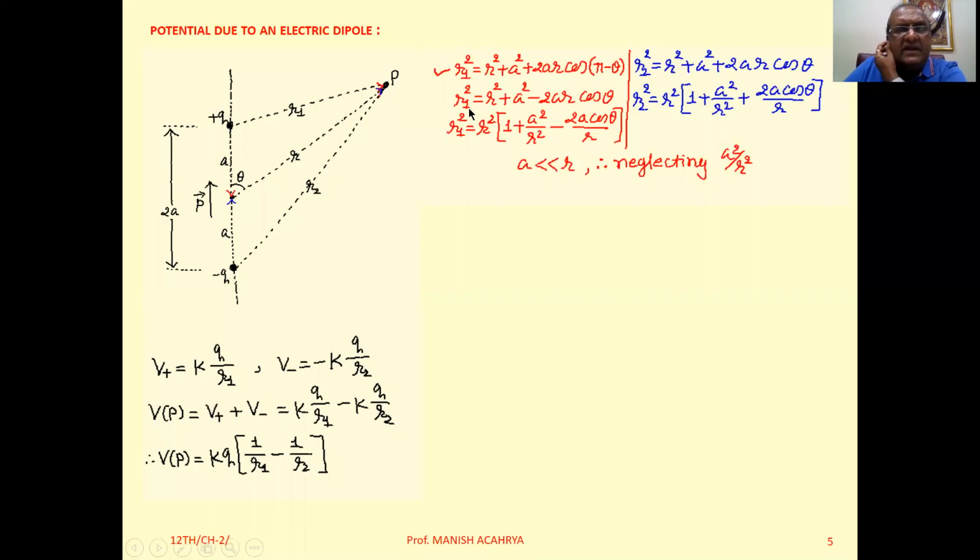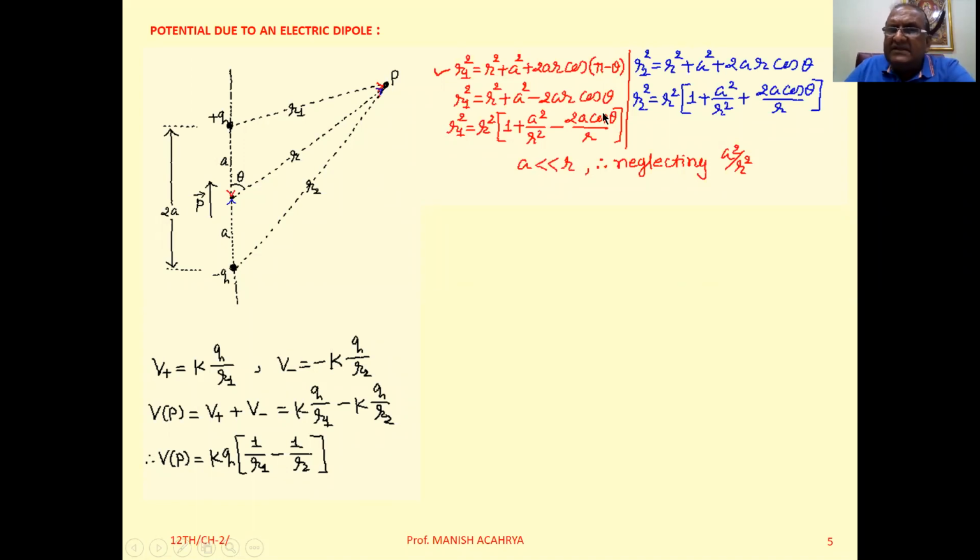Therefore, we can write r1 square equal to r square plus a square minus 2ar cos theta, because cos pi minus theta is minus cos theta. Now, on the right hand side, if we take r square common, then we can write r1 square equal to r square into 1 plus a square upon r square minus 2a cos theta by r.